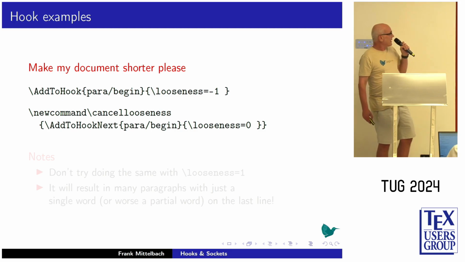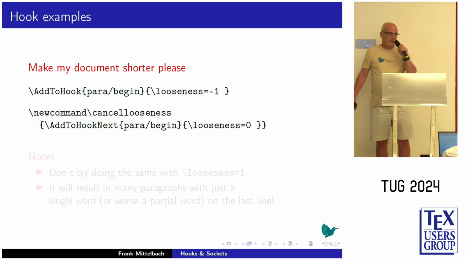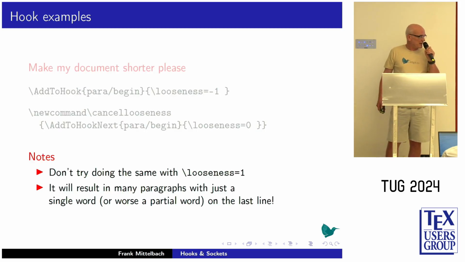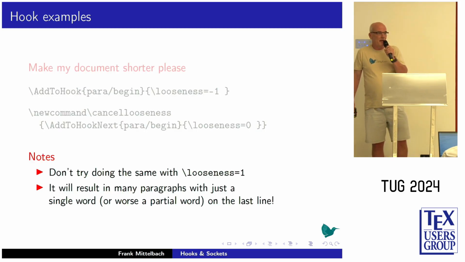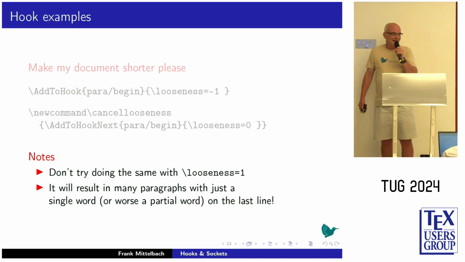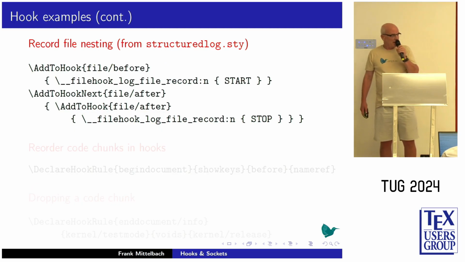The second command is basically just if you want in a certain situation to avoid this happening, I offer a command which adds to this paragraph begin hook once a looseness 0. So this is the way I cancel it for one time. What you shouldn't do, just as a side remark, try the same as +1. Make your document longer, because that happens to have then always just one word at the end of each paragraph, which is probably not a very pleasing version.